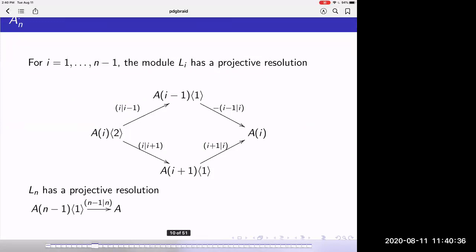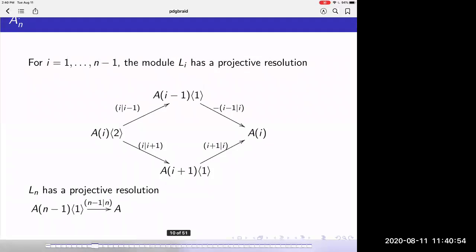In order to construct this braid group action, one has to construct a projective resolution of these simple modules. And it's not so difficult to construct these projective resolutions. So for the nodes 1 through n-1, the projective resolutions look as follows.